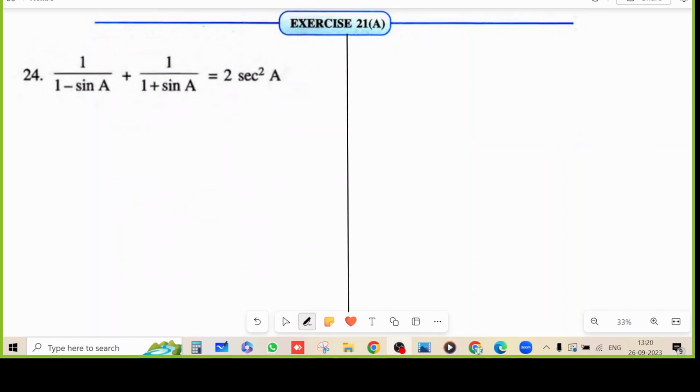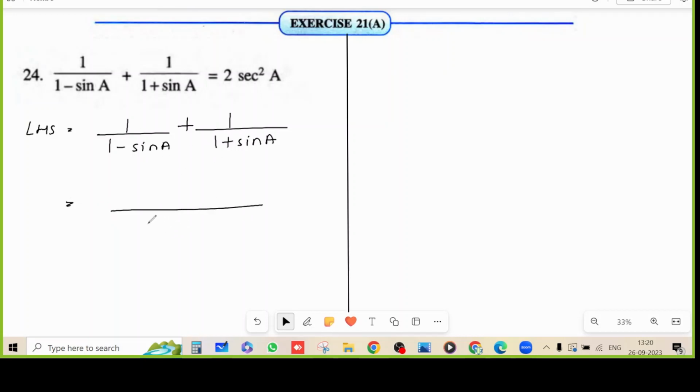Let's now begin with question number 24. The left hand side is equal to 1 upon 1 minus sine a plus 1 upon 1 plus sine a. Here we will take the LCM of the denominators. So the LCM will be the product of the two expressions, that is 1 minus sine a into 1 plus sine a, and the numerator here will get cross multiplied.